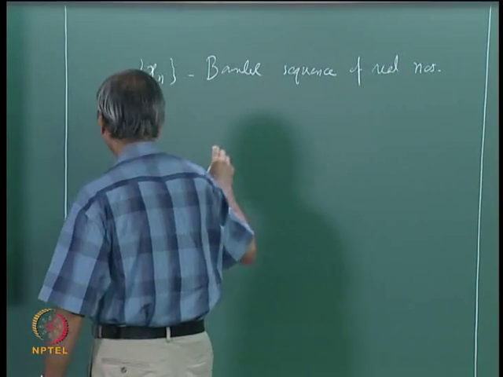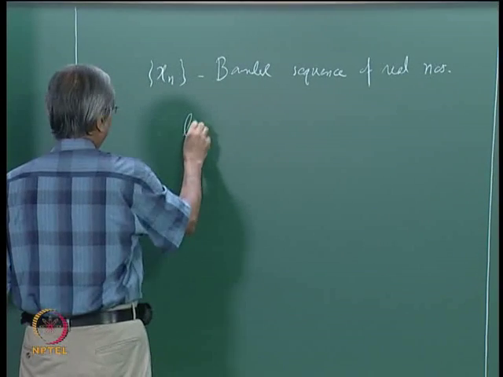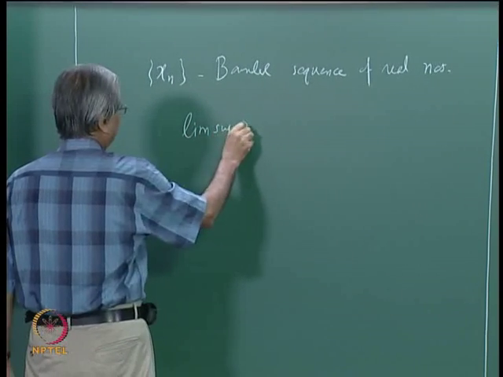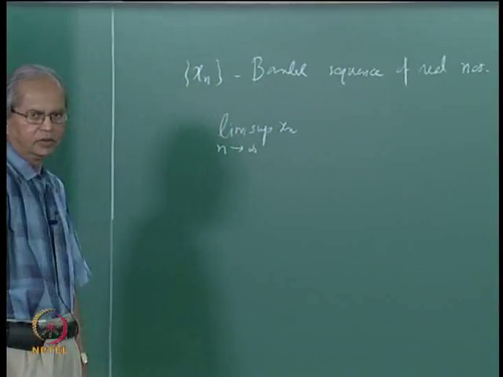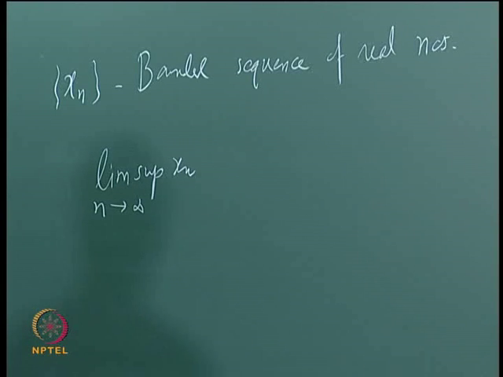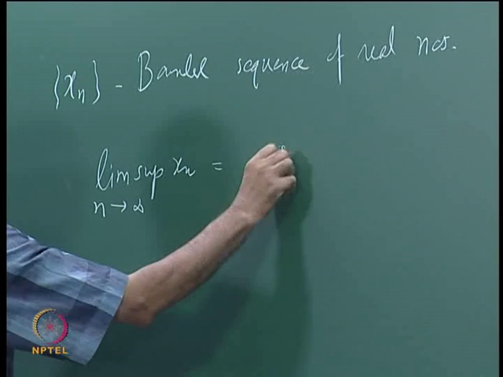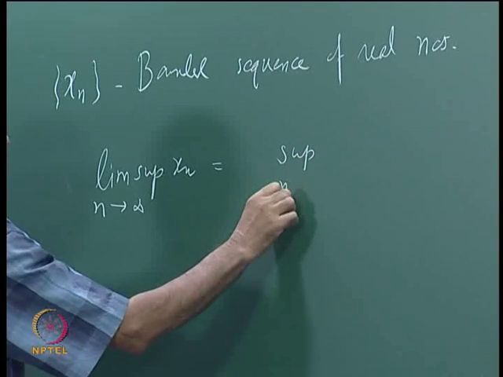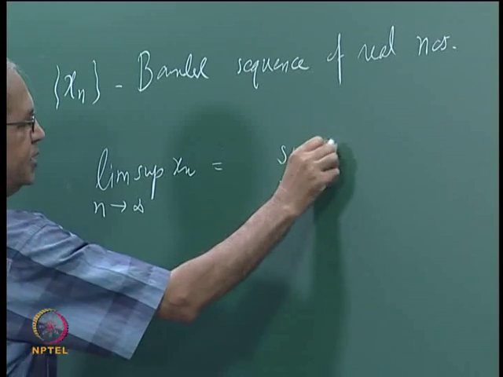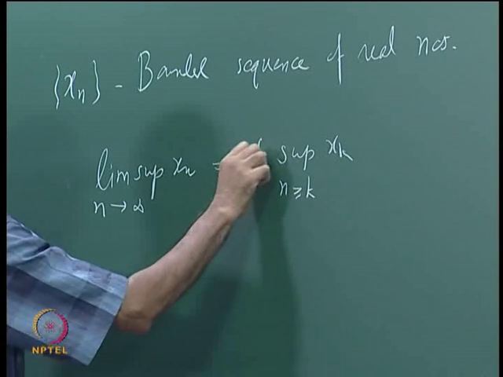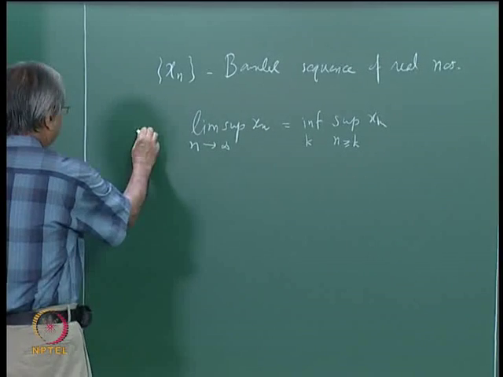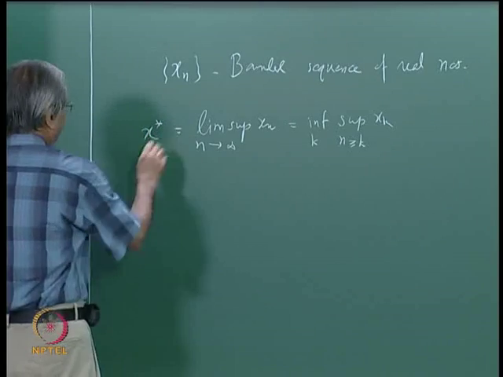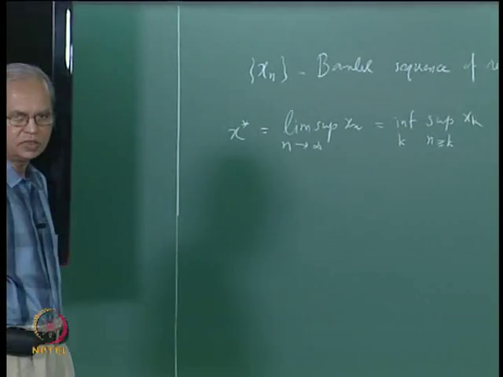Then we define what is meant by limit superior of xn, this is the notation lim sup. And what was the definition of that? We had taken first of all the supremum over n bigger than or equal to k of xn, and then the infimum over k. Let us denote this by x superscript star.